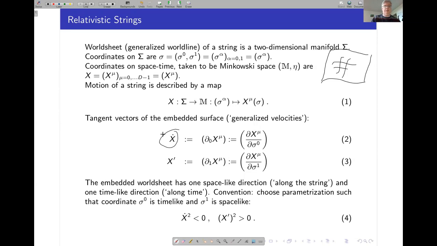This one tangent vector here, which I call x dot, and this is the coordinate sigma 0, which is therefore time-like, and the other coordinate line is chosen to have an everywhere space-like tangent vector, and the corresponding space-like coordinate is sigma 1.